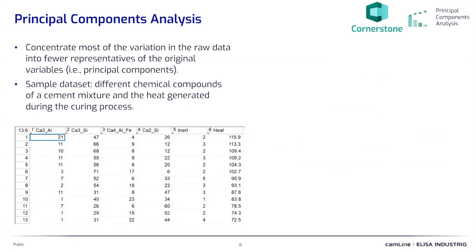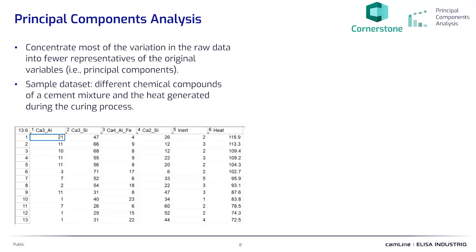And this data set is for a cement mixture. But here I do want to note that this is just a simple data set for demonstration. Cornerstone is actually primarily used in the semiconductor, renewable energy, batteries, and advanced materials industries. This is a small data set, but it tells a very nice story.